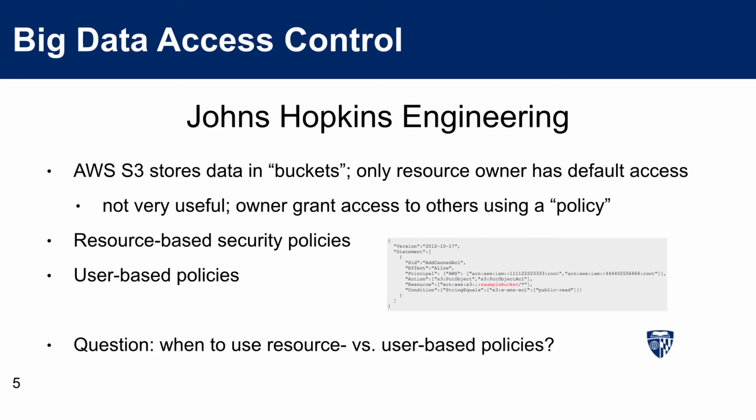So they're kind of inverse policies, and whenever the two of them are in use simultaneously in AWS, AWS evaluates both policies. So it does not look at resource over user-based policies. It doesn't look at a user-based policy over a resource-based policy. It actually looks at both of them when it's doing that access control check. So a quick question for you to think about is when to use a resource versus a user-based policy. And we'll talk a little bit more about this in the office hour on Wednesday.